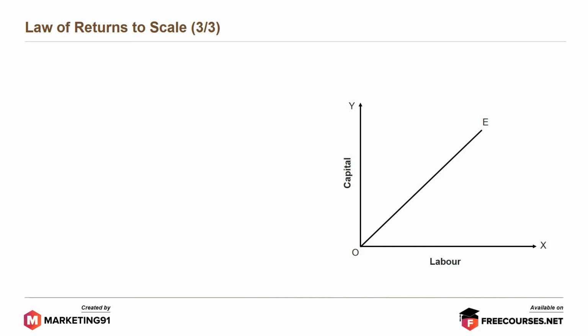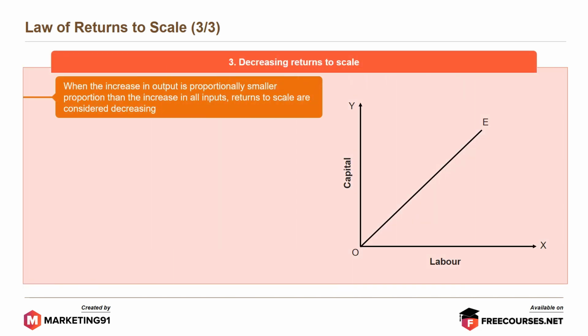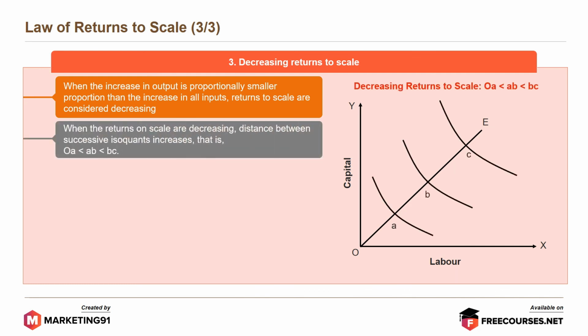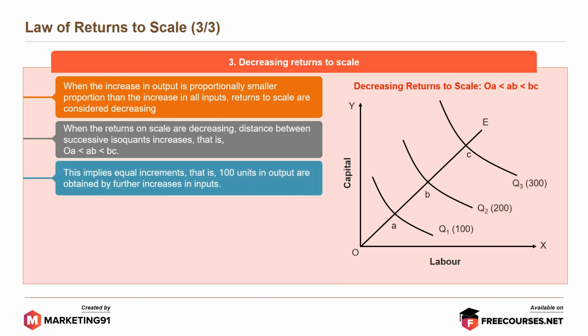And finally, decreasing returns to scale. When the increase in output is a proportionally smaller proportion than the increase in all inputs, returns to scale are considered decreasing. When the returns to scale are decreasing, distance between successive isoquants increases. That is, OA is less than AB, AB is less than BC. This implies equal increments of 100 units in output are obtained by further increases in inputs.